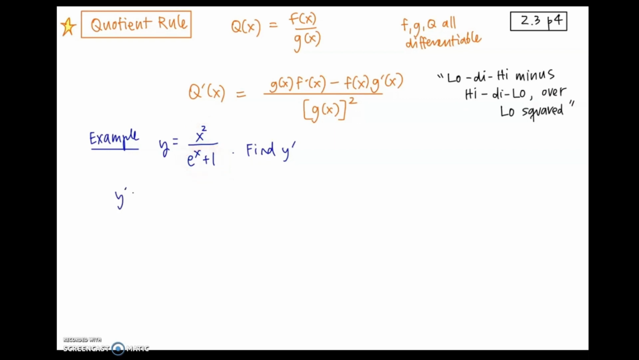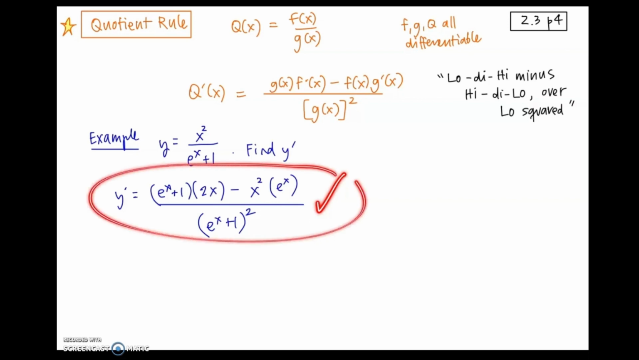So y prime will be low, that's e to the x plus 1, times the derivative of the high, or 2x, minus high d low. The derivative of this guy is just e to the x, because the 1 will go to 0 when we take the derivative. So e to the x, all over low squared, e to the x plus 1 all squared. And that's it. We'll leave it like that for now. This is the derivative. We've found it.